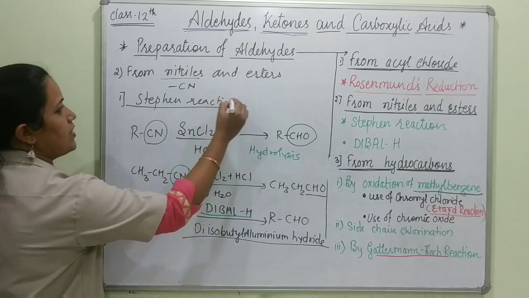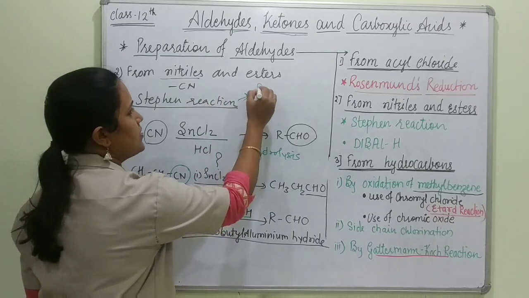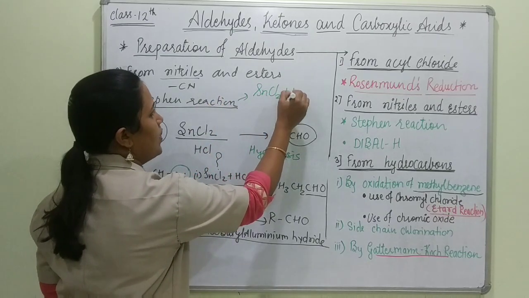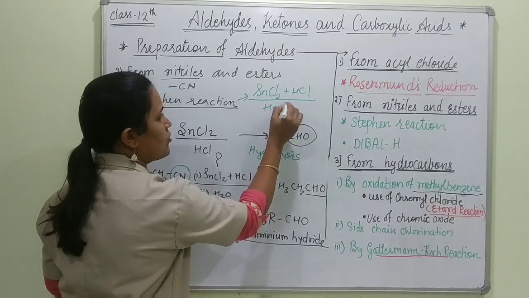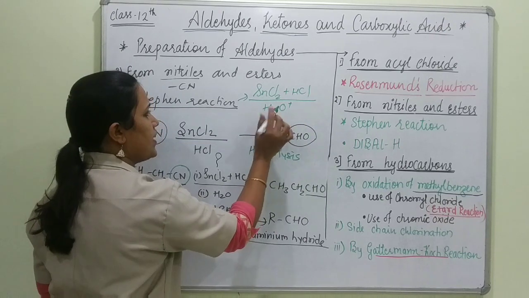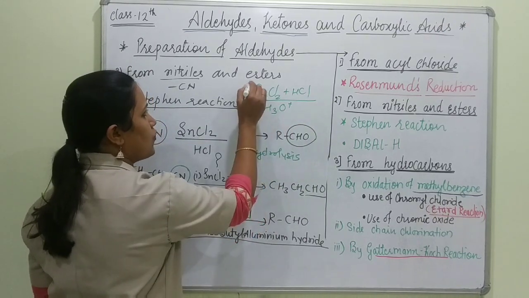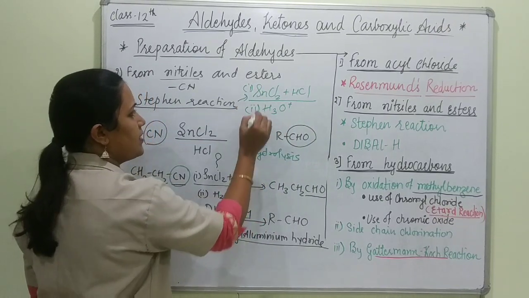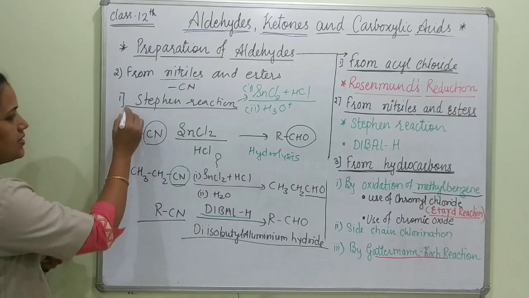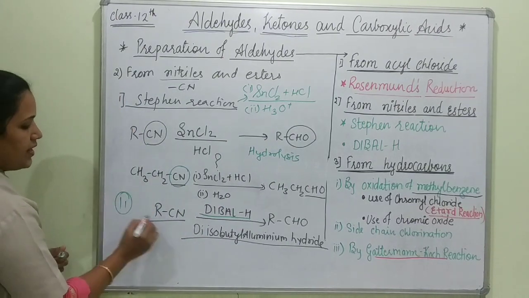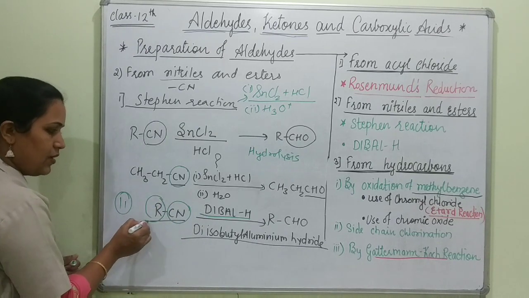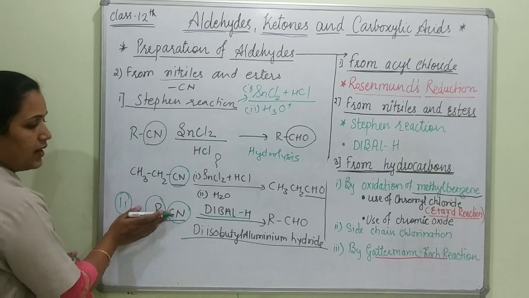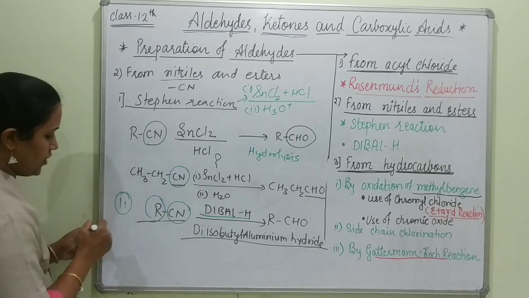So in the Stephen reaction, what all reagents are required? SnCl2 plus HCl, and at the same time we need hydrolysis also, H3O+, or simply you can write it as H2O also. So the first condition is this one, and the second condition is this one. In the second, what we are saying is that only the RCN changes, and whatever alkyl group is attached to it won't be changing.